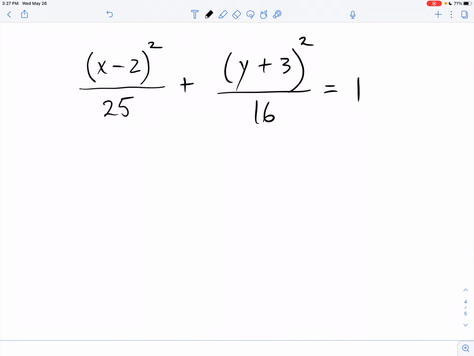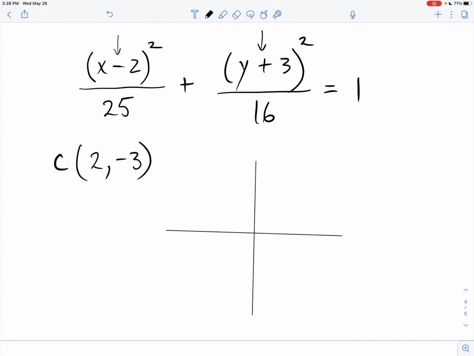So this would tell me my center is going to be not at the origin anymore. It's kind of just like a circle. The center for this ellipse is going to be at positive 2, negative 3. That's where the center of this ellipse is. So here we go. I'm going to draw my coordinate system. And I'm going to go right 2, down 3. There's my center. Now, I am going to have some x motion.